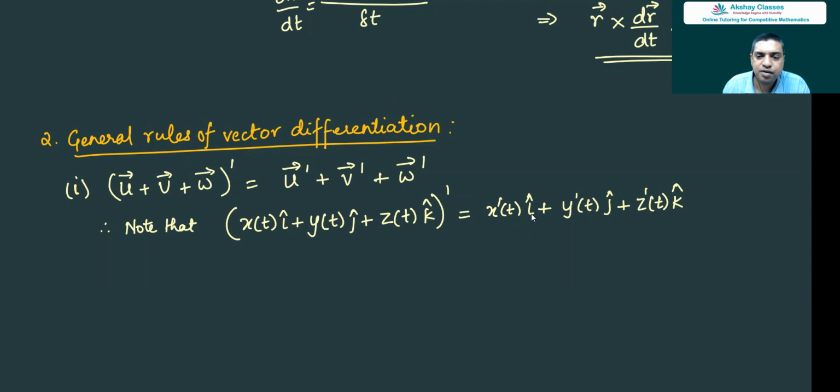So the derivative of i cap is a constant in one sense. Its magnitude is constant and its direction is constant. So the derivative of i cap will be 0. The derivative of j cap will be 0. The derivative of k cap will be 0. So the derivative of a vector in terms of i, j, k is equal to a vector of the derivatives of the individual components. Now, suppose there is a scalar. This is important. Now, the scalar is a function of t and a vector is also a function of t, and let's say we are differentiating with respect to t.